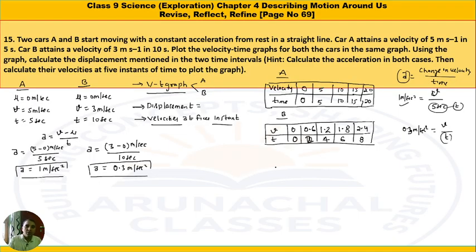Now we can plot the graph. Here I will draw a vertical line and a horizontal line. This is x and this represents x dash.